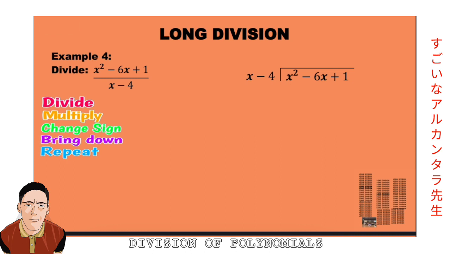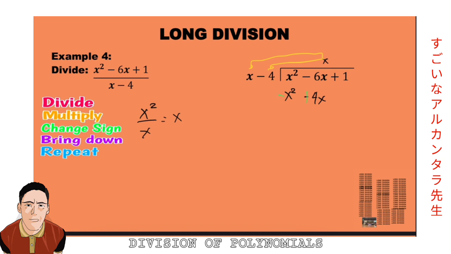So let's go. Next, same step, x squared divided by x. X ulit yan, guys. X. Multiply x to x, you get x squared. Multiply x to negative 4, you get negative 4x. I told you guys, this is repetitive. That's why you have to get used to the review.